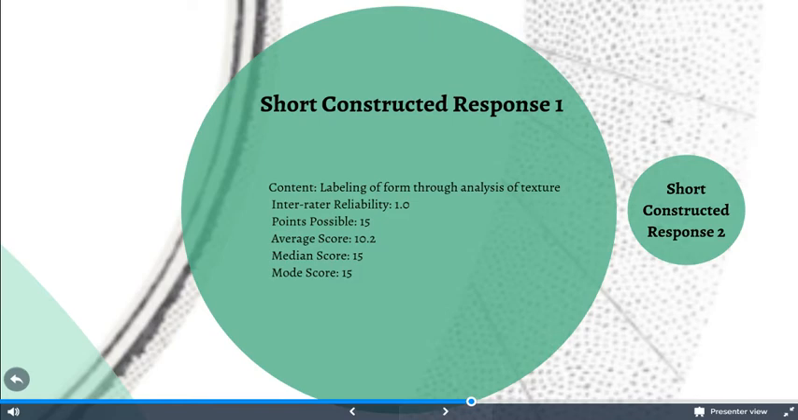So students were able to achieve a possible 15 points for this, and the average score our students got was 10.2. Both the median score and the mode score were 15, so a lot of our students did very, very well on this question.